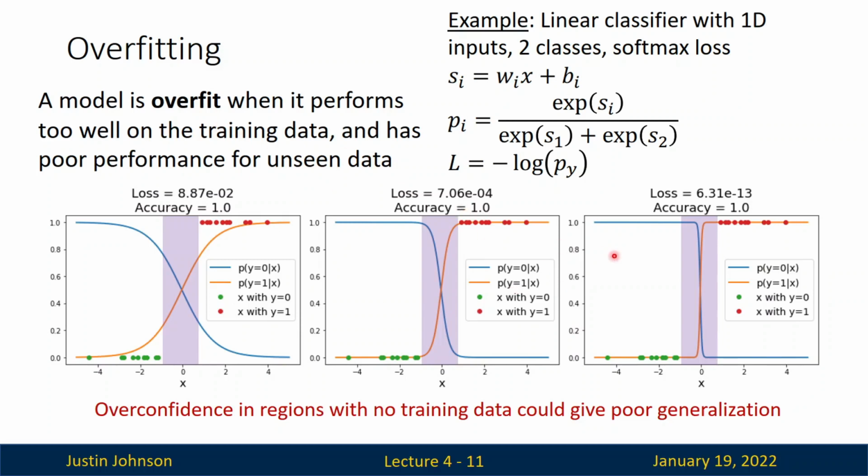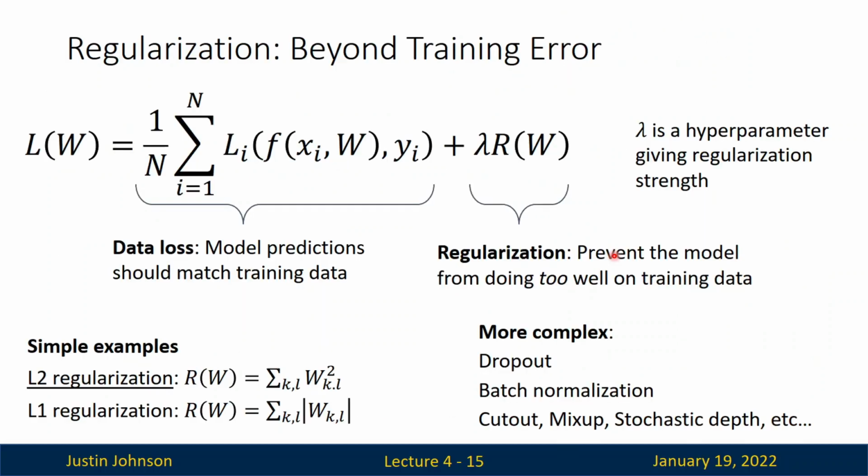Overfitting means your model is too close to your training data, so that the generalizability of your model becomes unpredictable. Okay. So to prevent this problem, there is a term called regularization.